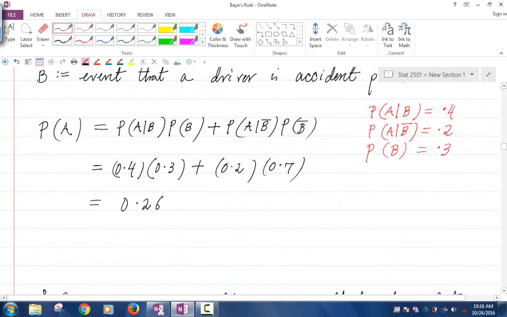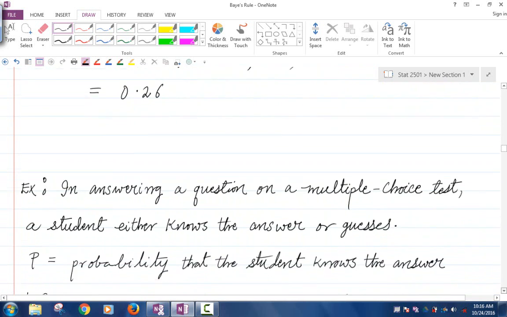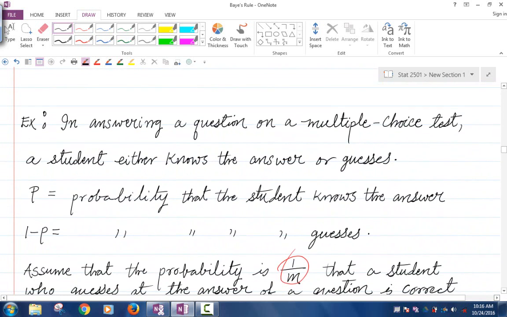Last problem. In answering a question on a multiple choice test, a student either knows the answer to a question or he guesses to answer the question.